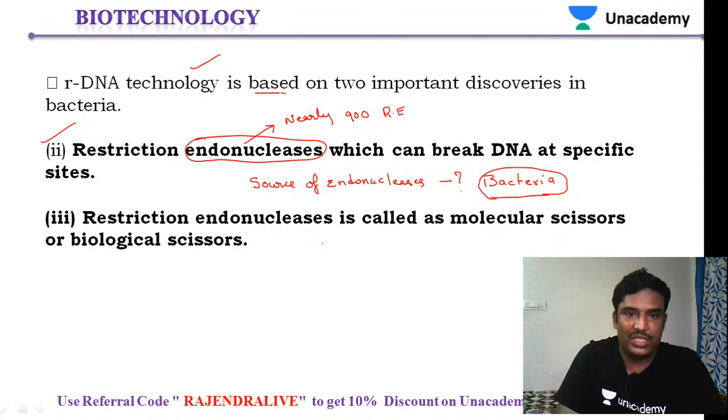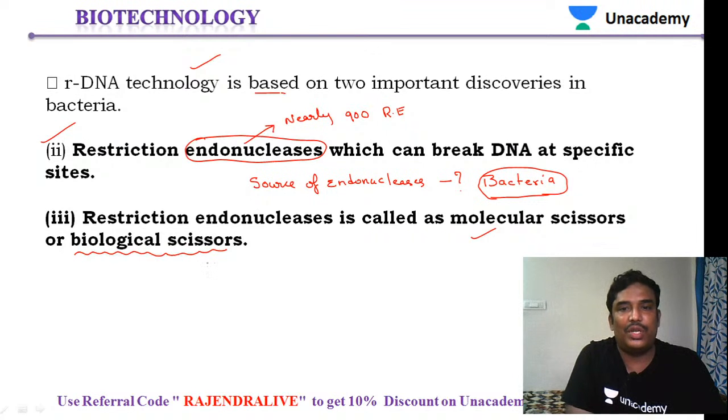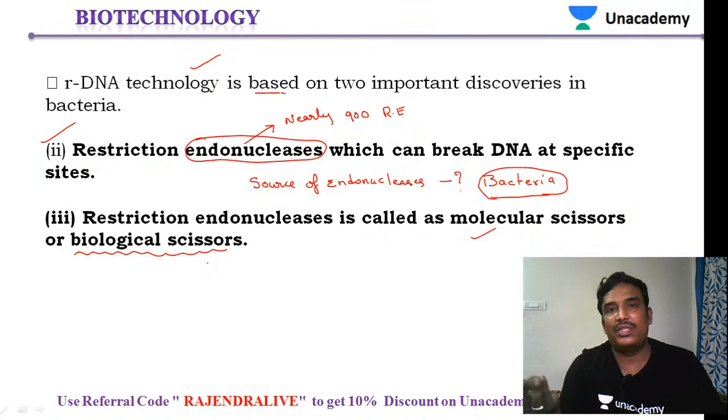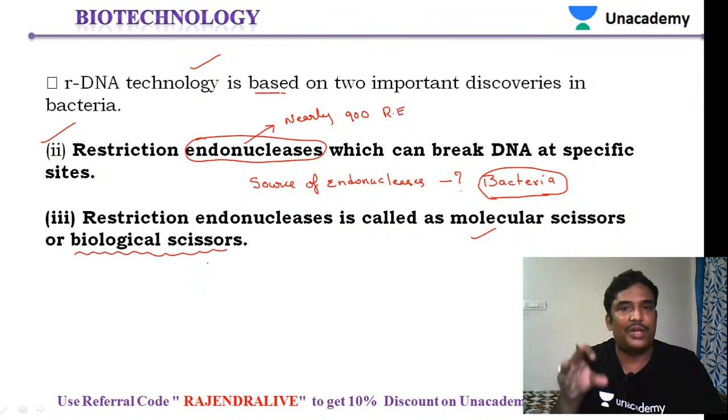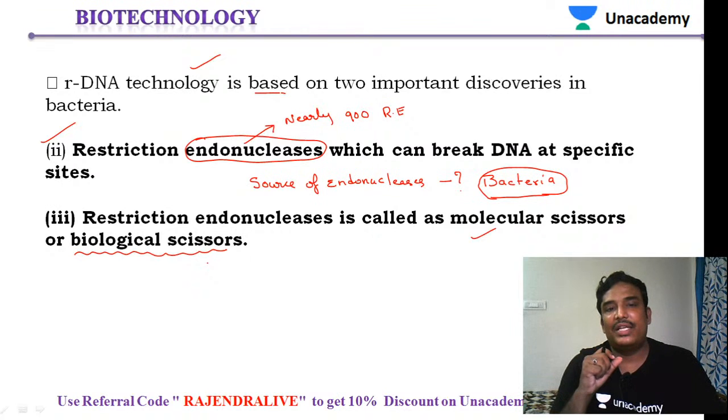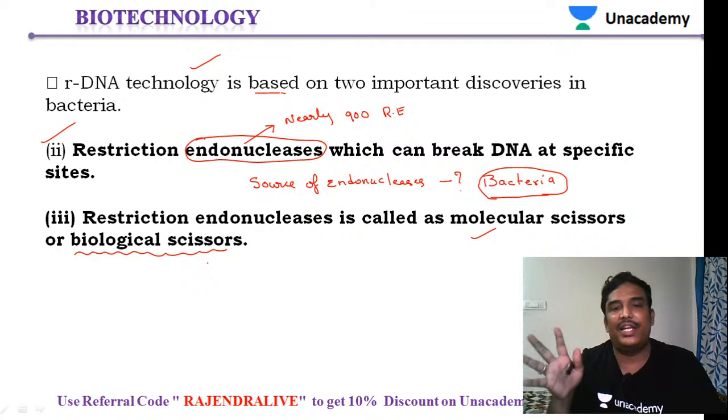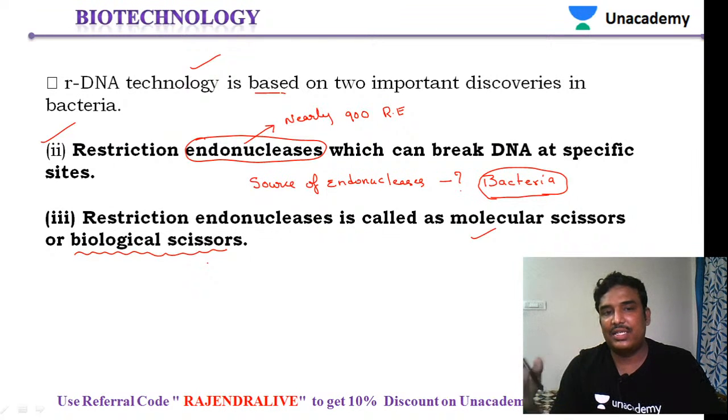Okay, so restriction endonuclease is also called a molecular scissors, or a biological scissors. Restriction endonuclease has another name: biological scissors or molecular scissors. Why is it called biological scissors or molecular scissors? Because it cuts the DNA. As it cuts the DNA, it is called molecular scissors, or biological scissors.